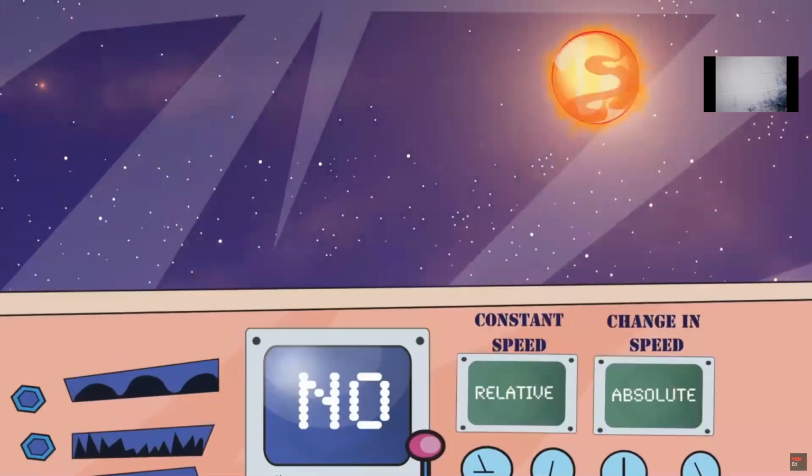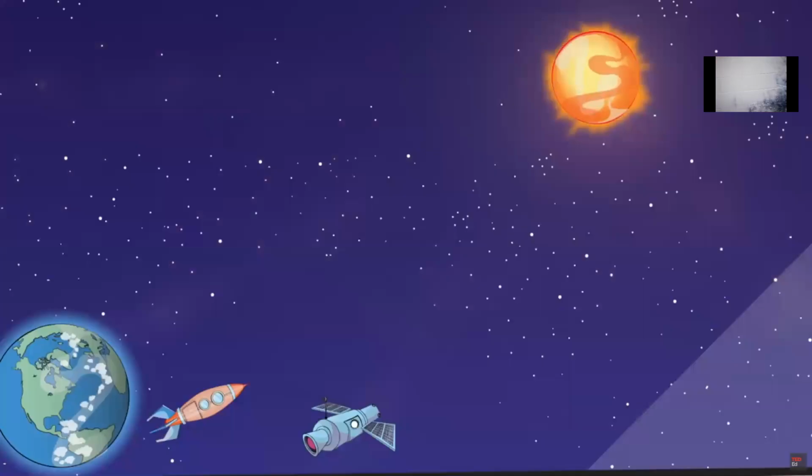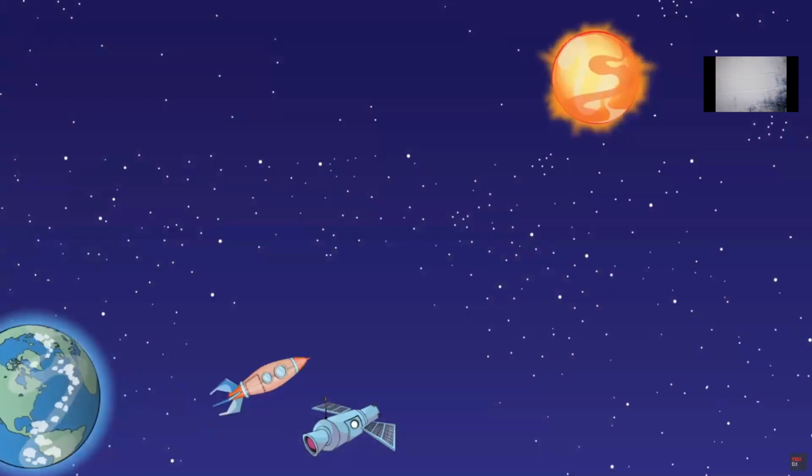Constant velocity is absolute, but change in speed is absolute.